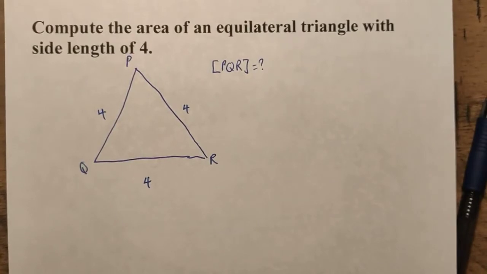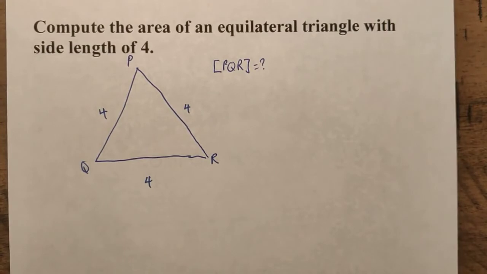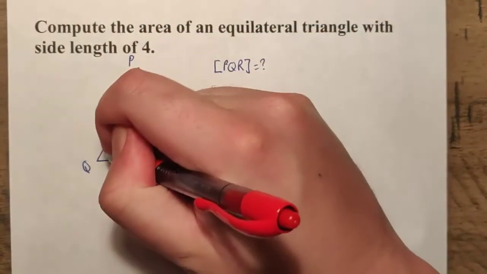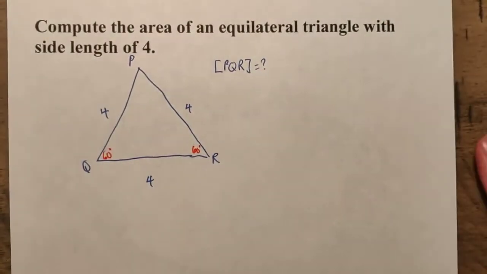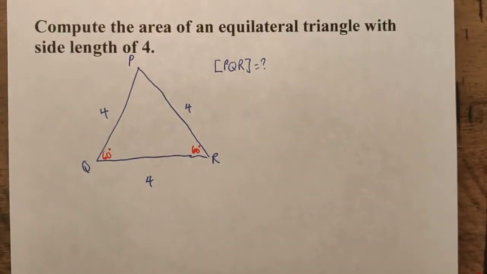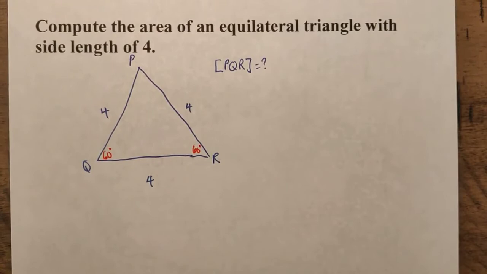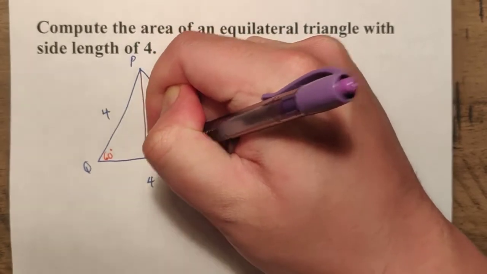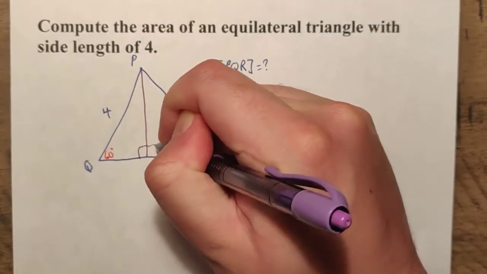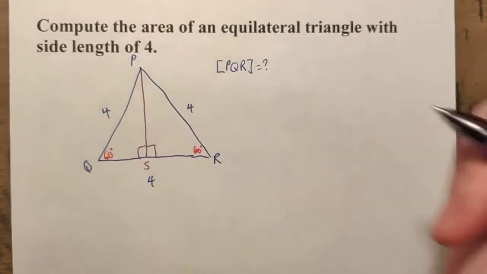Alright, so the first thing to note is that we know that an equilateral triangle is also equiangular, which means that all the angles are 60 degrees. So I'm going to go ahead and mention this here. This is 60, and this is 60 down here. So in order to calculate the area of this triangle, we need the height of the triangle, which means I'm going to need to draw an altitude of some sort to the base. So let's do that here. I'll draw up an altitude like this here. I'll call this point here S.